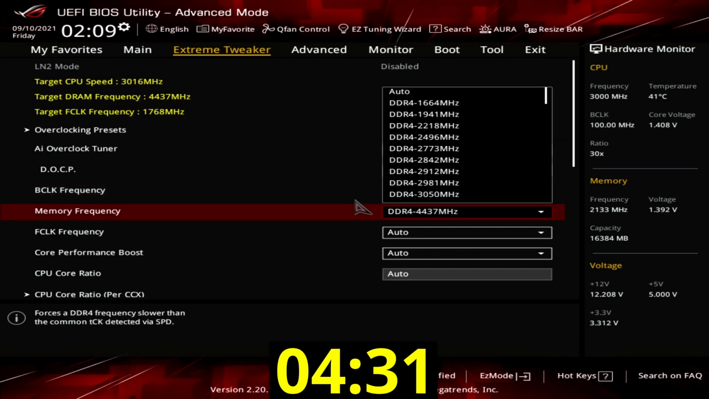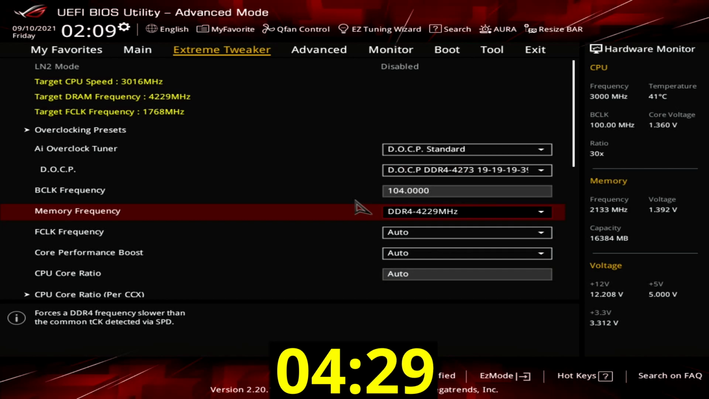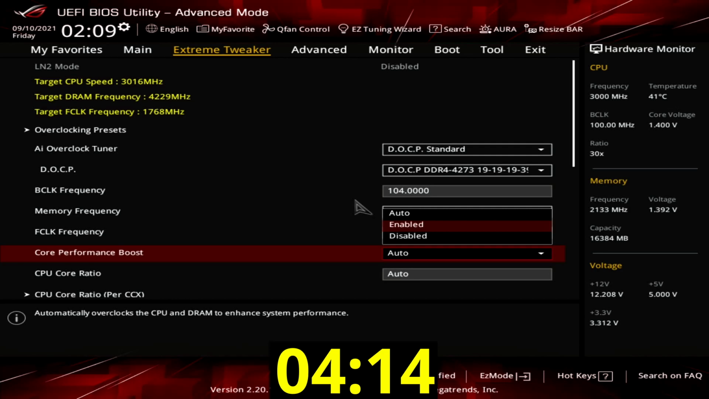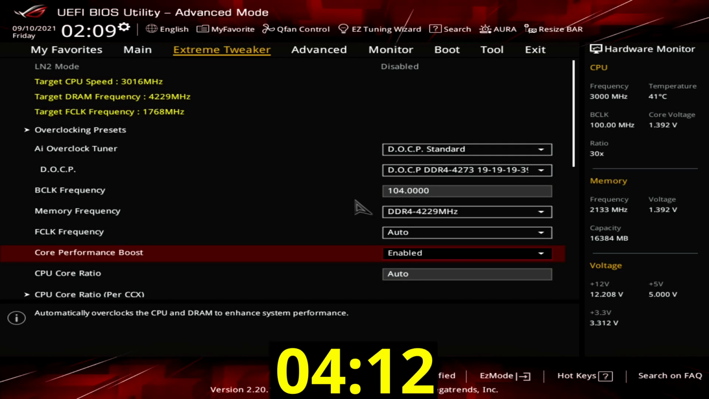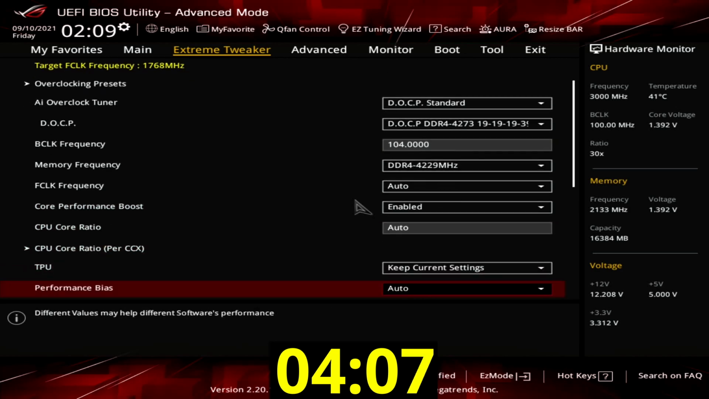Set memory frequency to DDR4 4229 MHz. Because we increased the BCLK frequency by 4%, our XMP rated frequency also increased by 4% to DDR4 4437. Since this is a bit too high, we set a lower memory frequency. Set Core Performance Boost to Enabled. This will ensure Precision Boost Overdrive is enabled while using a manual BCLK frequency.